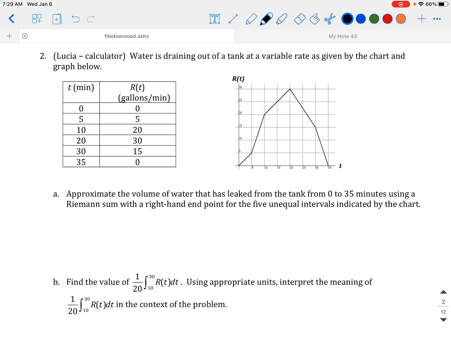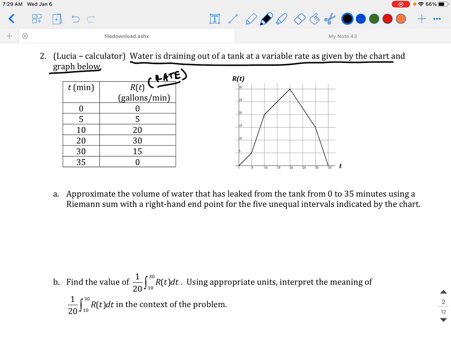calculations here. So we're given that water is draining out at a variable rate. So R of t, let's note, is the rate, not the quantity of the water. It's the rate at which the water is leaking out. So it's the absolute value of the rate, though, so we're not going to use negative or positive numbers, obviously. Everything will just be counted as positive.